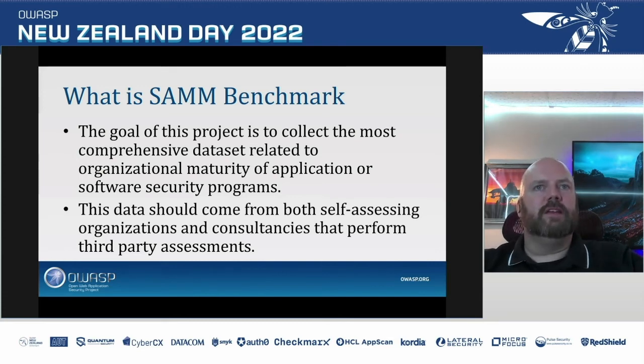So SAMM Benchmark is a project that is coming out from a lot of requests to have a data set where people can try and determine where they're at. Some organizations would try and compare themselves to BSIMM. The problem they ran into is that it's tough to say BSIMM is a representative sample of software security programs.